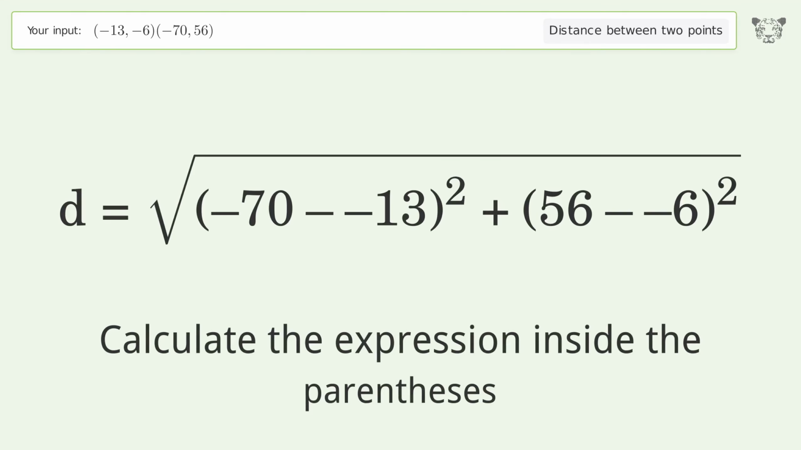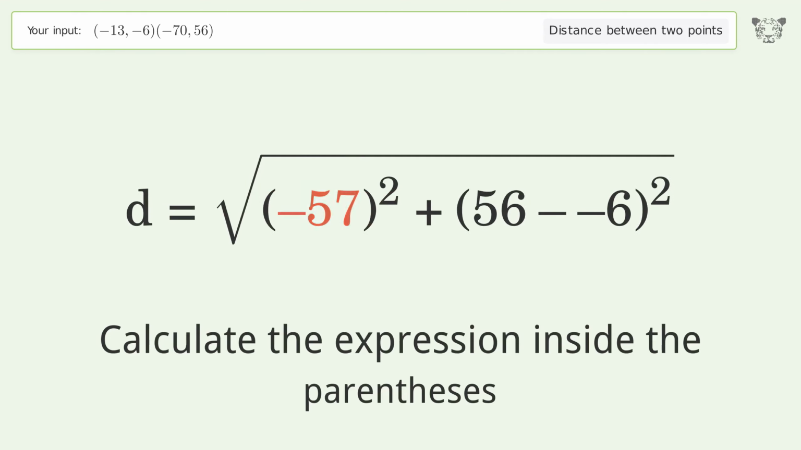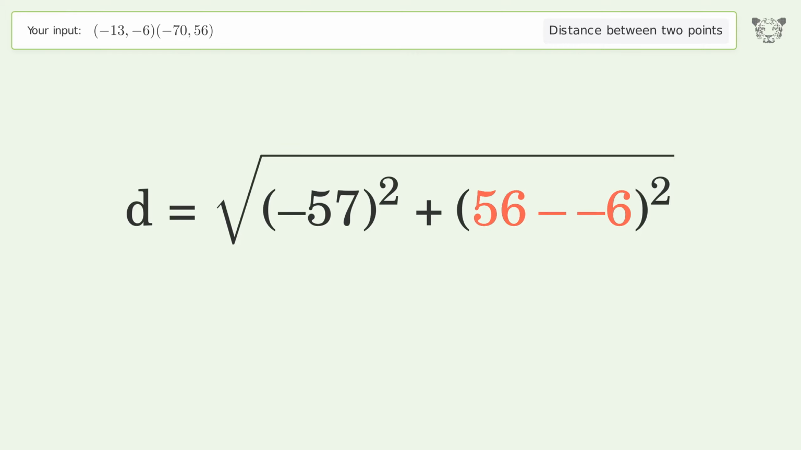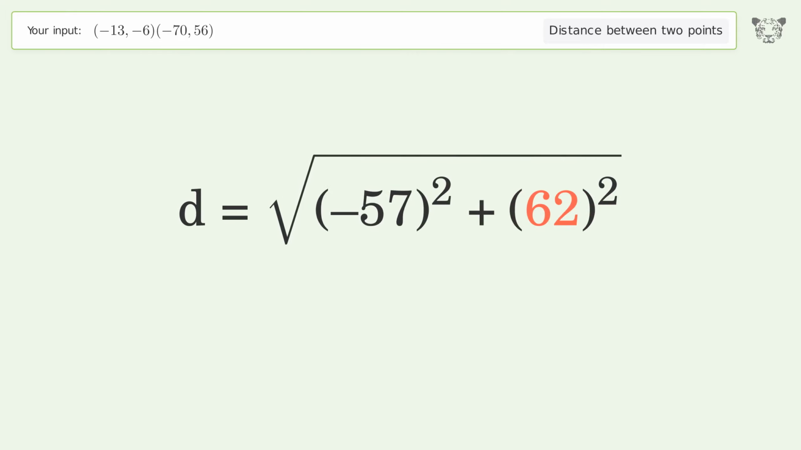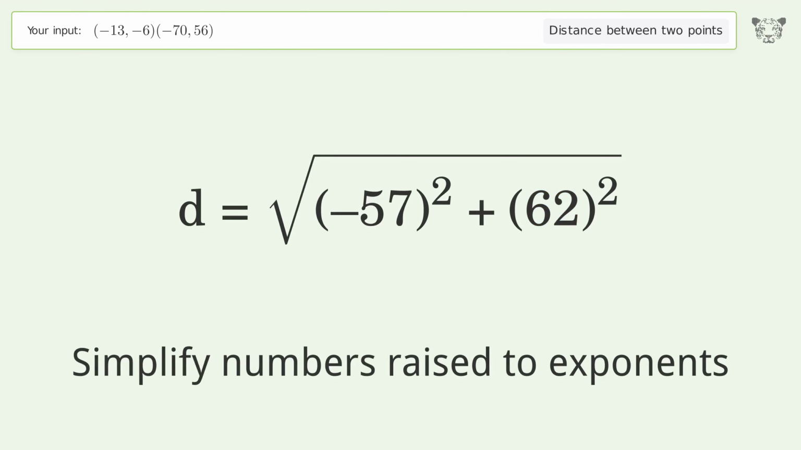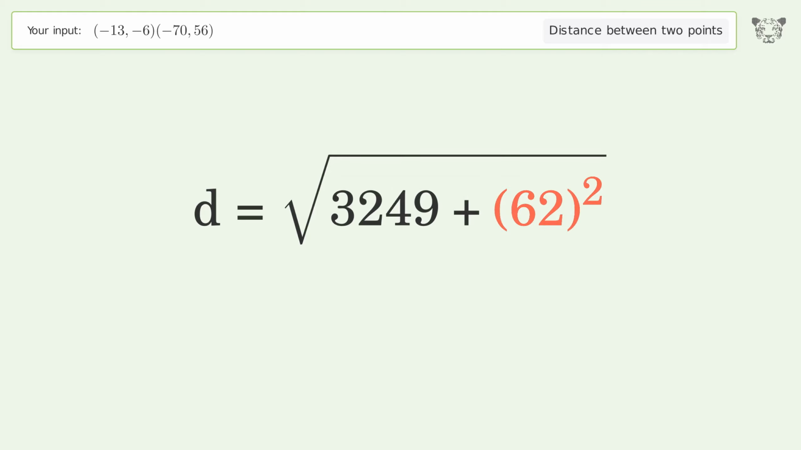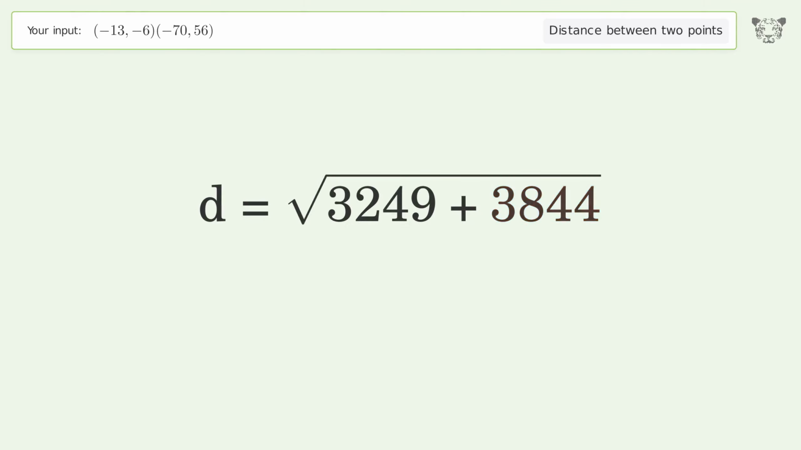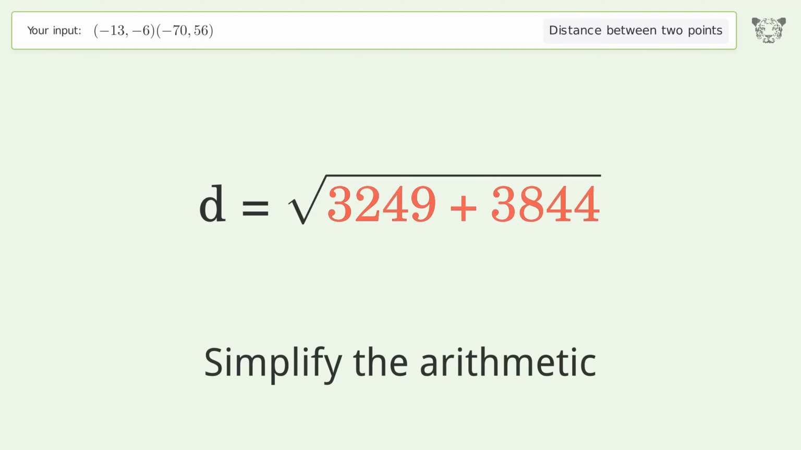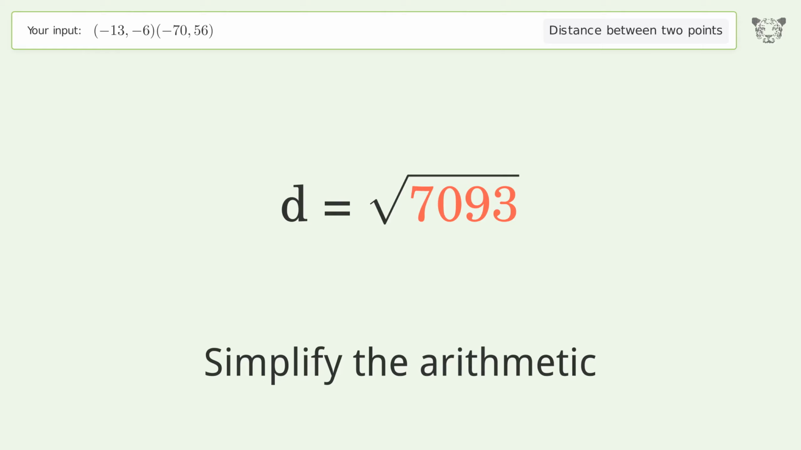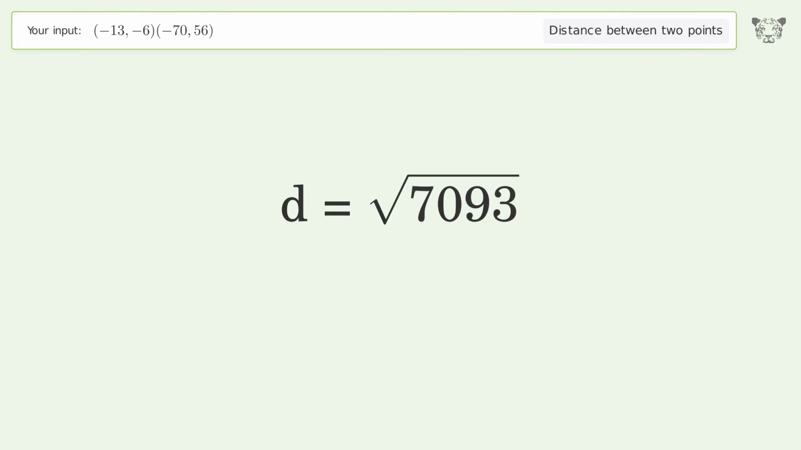Calculate the expression inside the parentheses. Simplify numbers raised to exponents. Simplify the arithmetic. And so the distance between the 2 points is the square root of 7093, or 84.22.